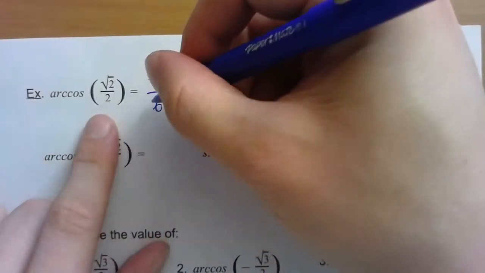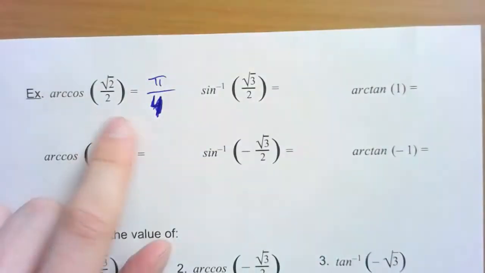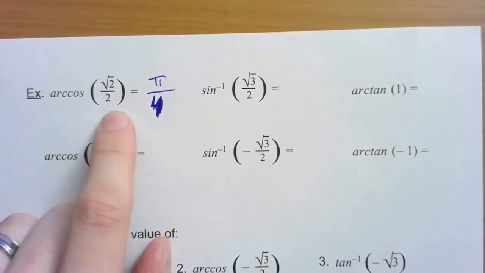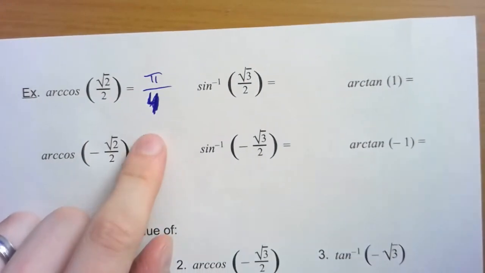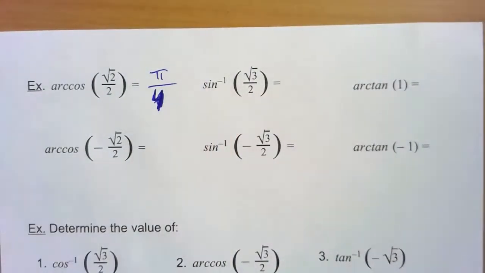Sorry, what am I saying? Pi over 4. Sorry about that. So inverse cosine of root 2 over 2, that's pi over 4. Pi over 4 is the x coordinate, root 2 over 2. And that's it. You don't overthink it.